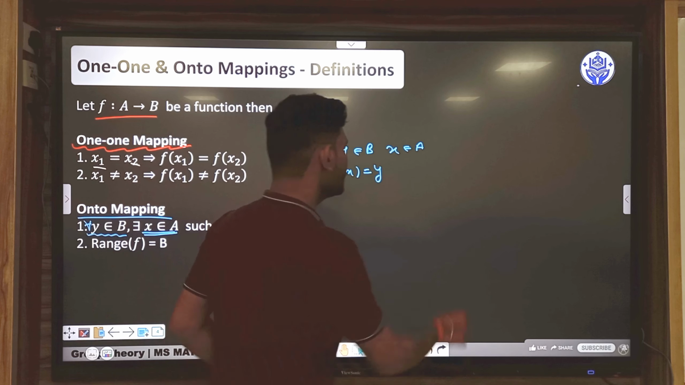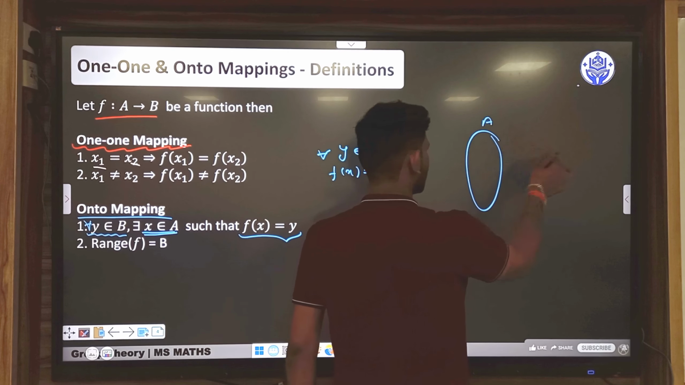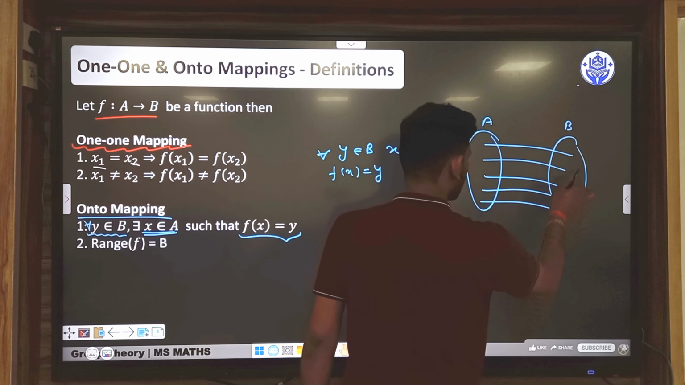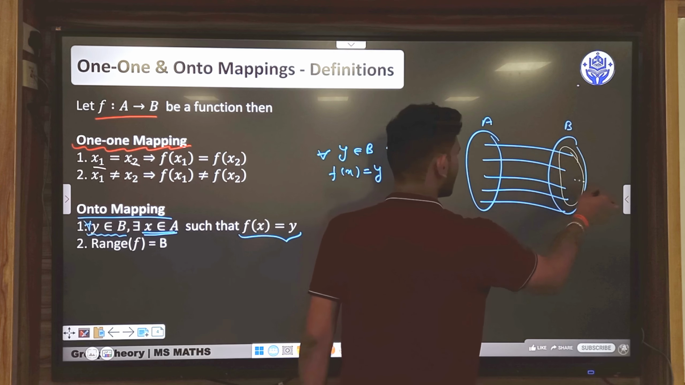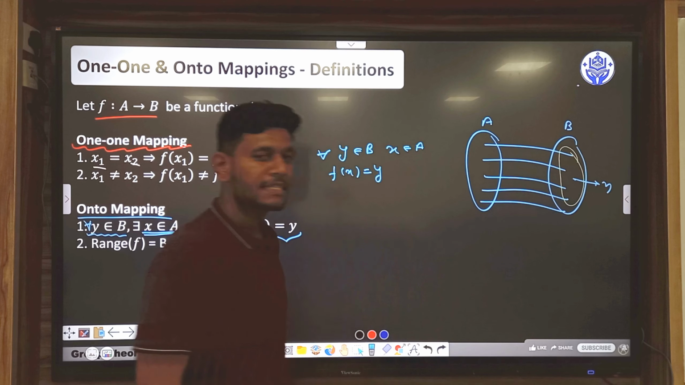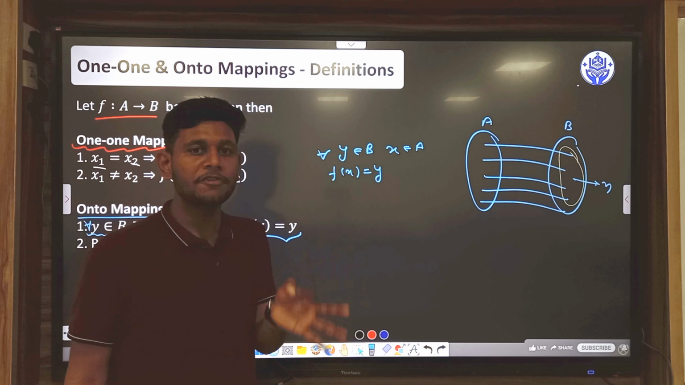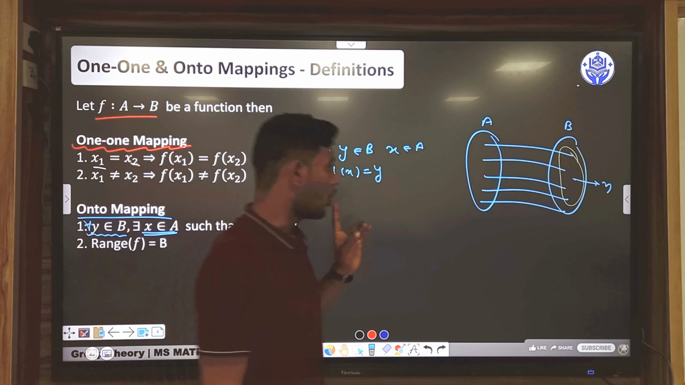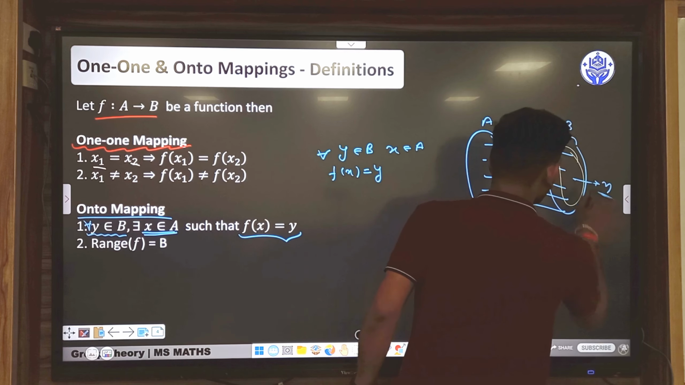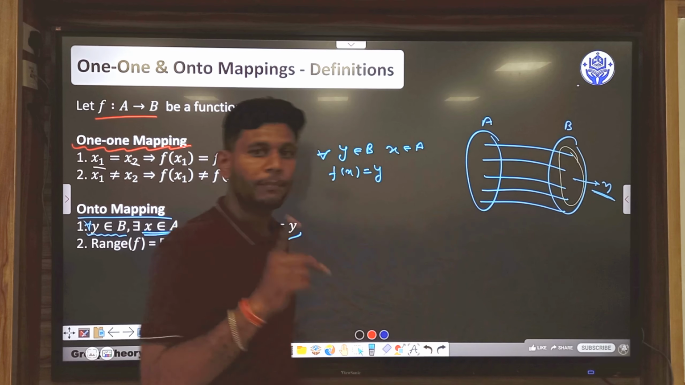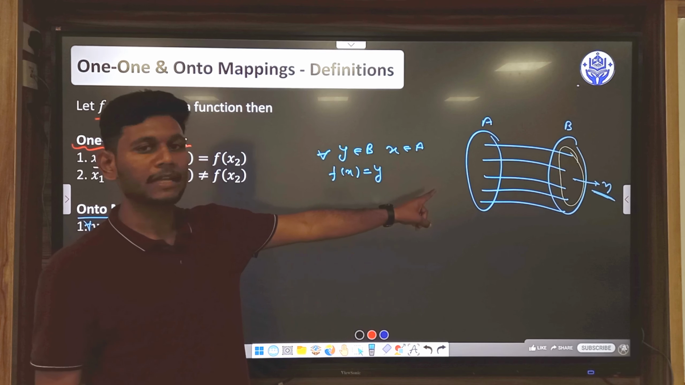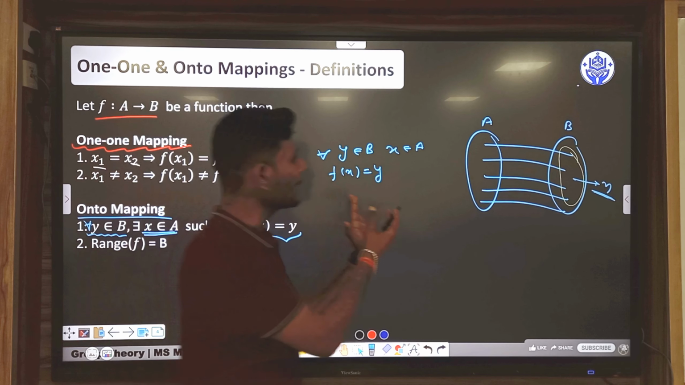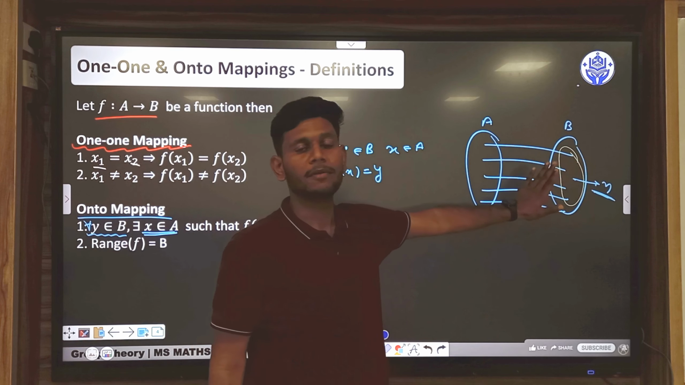It means simply that if this is A and this is B, and let's say n elements are there, then all n elements of the codomain should have a pre-image in the domain. That is called an onto function. Onto means it is completely overlapping that particular set.